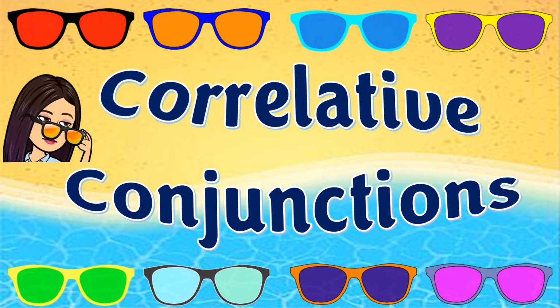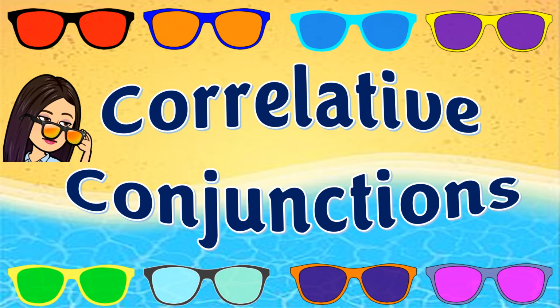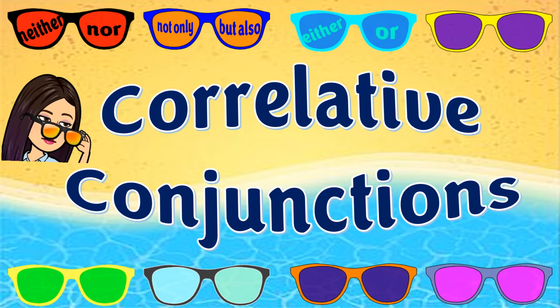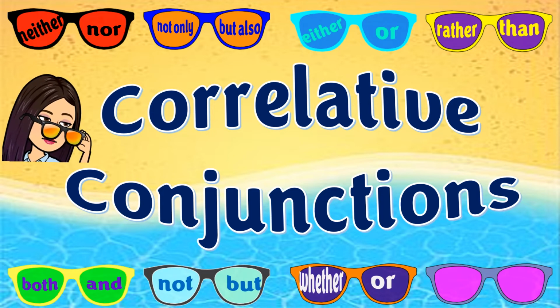Once again, these are the correlative conjunctions. Neither nor, not only but also, either or, rather than, both and, not but, whether or, just as so.